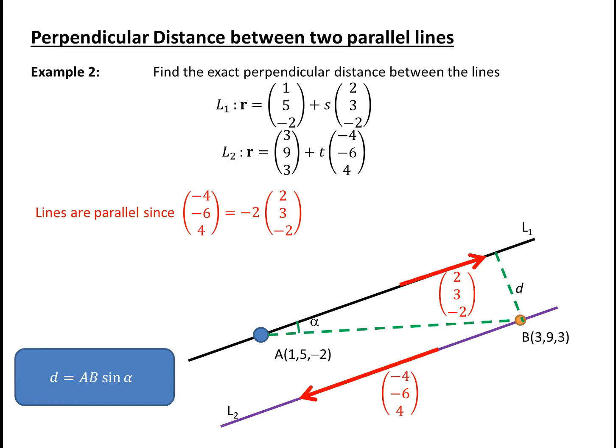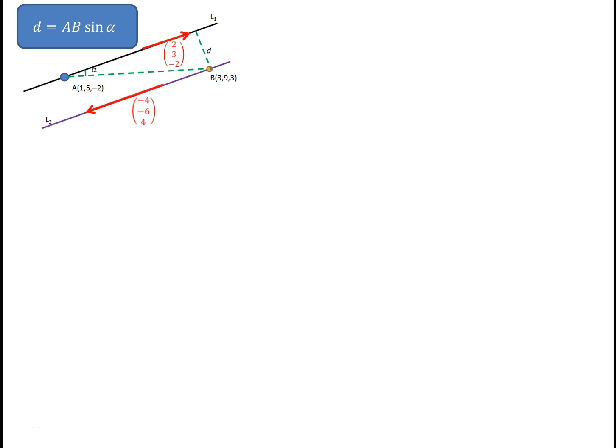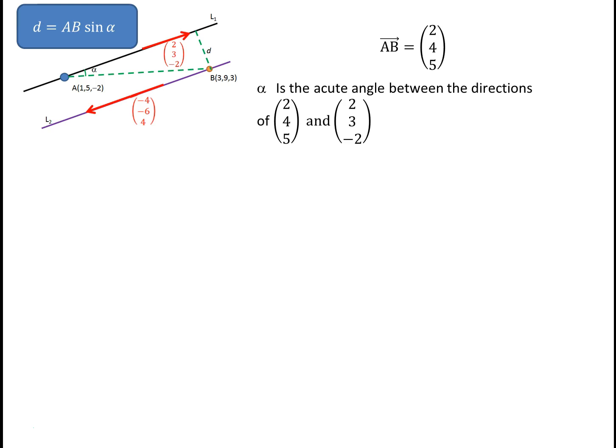And provided we can find that acute angle alpha between AB and the direction vector of L1, then D is simply AB sine alpha. Now the vector AB has an x move of 2, a y move of 4 and a z move of 5. So AB is the vector (2, 4, 5). The angle alpha is the acute angle between AB and the direction vector of the line, which is (2, 3, -2).